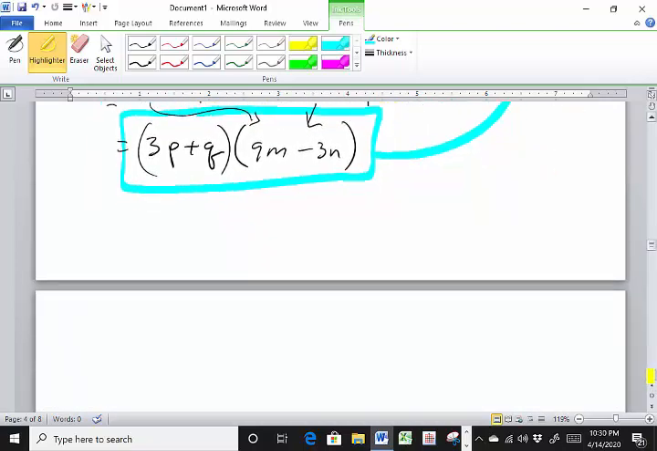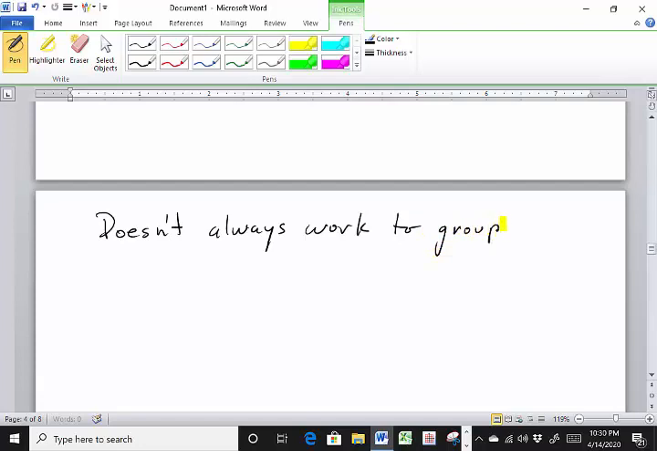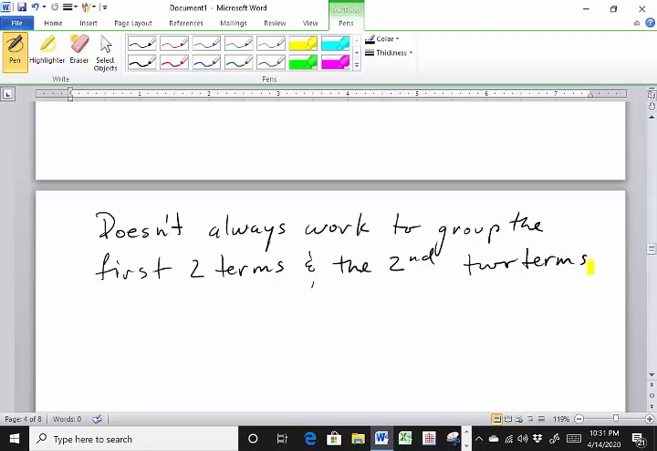Now, there are going to be times that it doesn't work when you try to group the first two terms together and the second two terms together. So I'll just put: it doesn't always work to group the first two terms and the second two terms. Well, what do I mean by that?